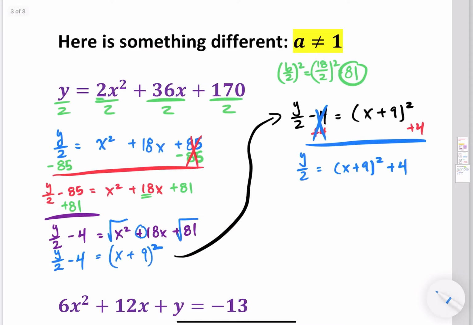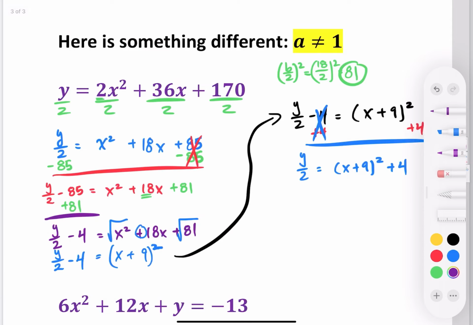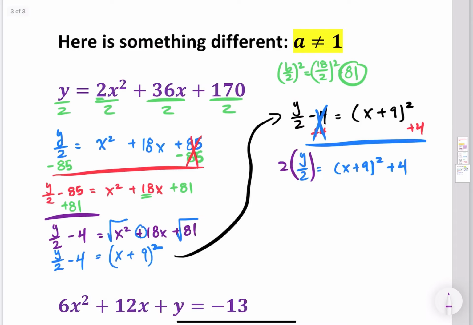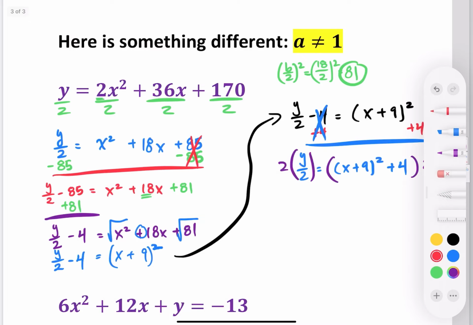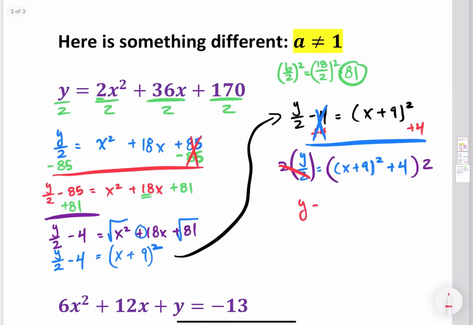Now the last thing that we need to do is get rid of that 2. And to get rid of that 2, I've got to multiply by 2. And what I do on one side, I do to the other. That way the 2s on the left will cancel each other out, giving us y. But now I need to take this 2 and I need to distribute it. I've got to give it to both of these things here. So I'm going to give it to that x plus 9 squared first. So that's just 2 times x plus 9 squared. And then I have 2 times 4, and well, 2 times 4 is just 8.